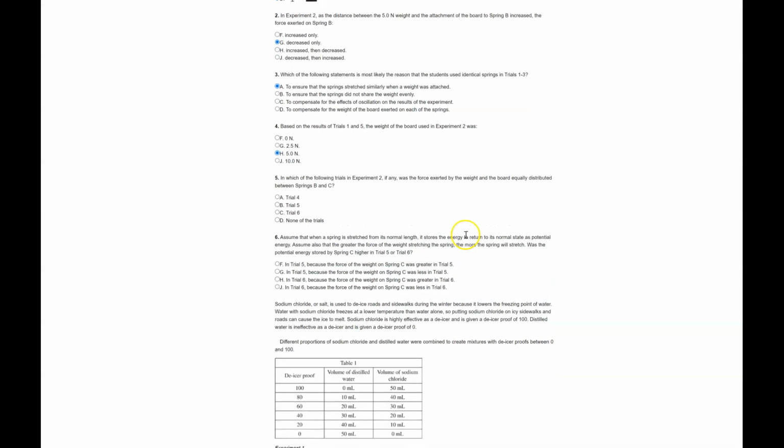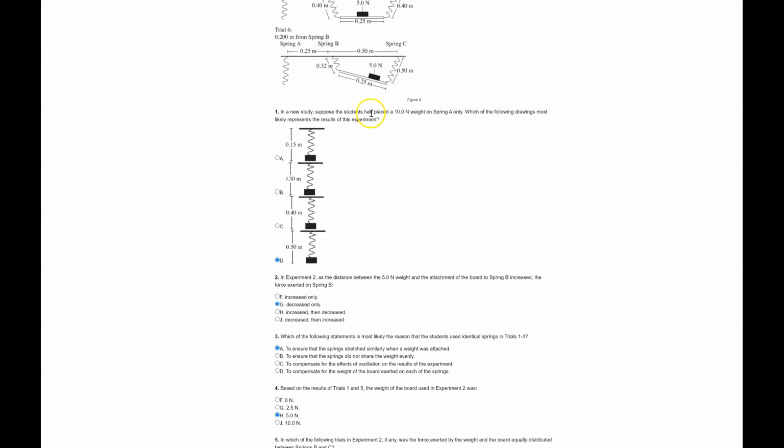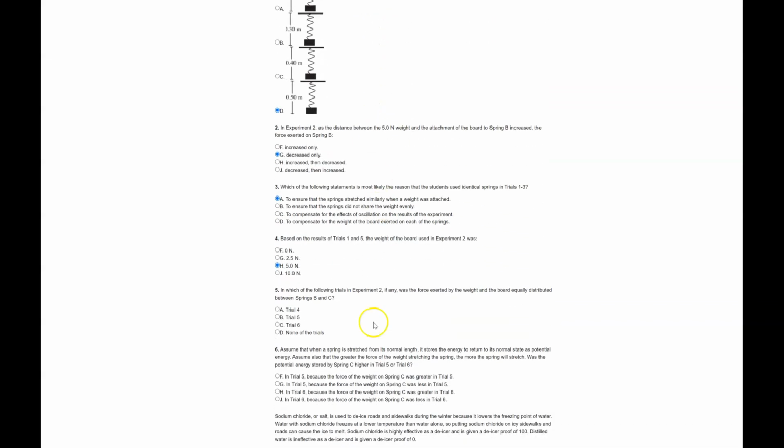All right, number 5, in which of the following trials in experiment 2, if any, was the force exerted by the weight and the board equally distributed between B and C? Well, if you remember, it's sliding from one side to the other, so the middle one is going to be the correct answer. So it is trial 5.